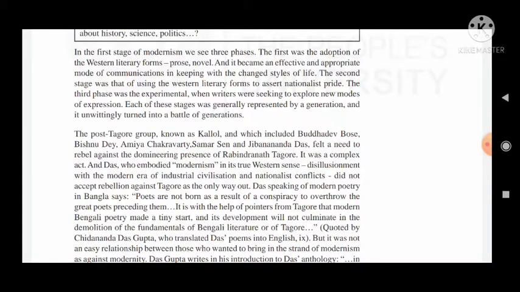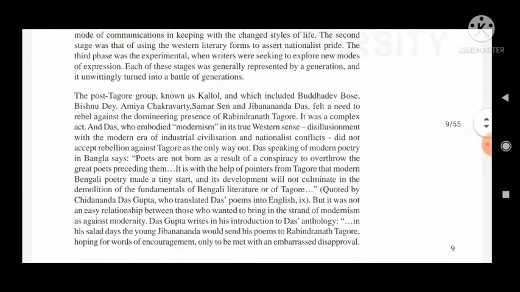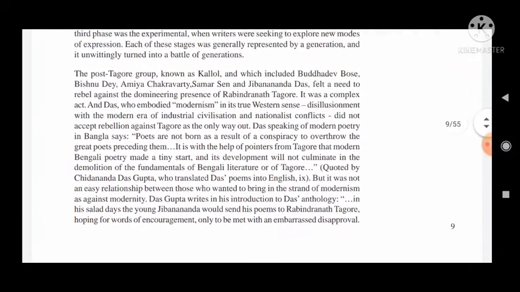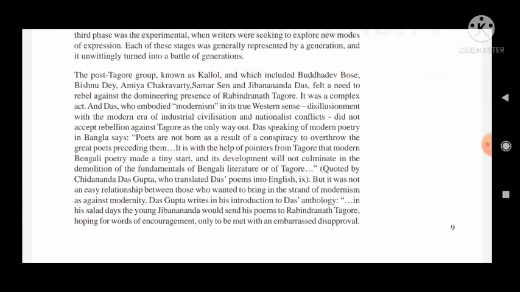Each of these stages was generally represented by a generation, and it unwittingly turned into a battle of generations. The post-Tagore group known as Kalol, which included Buddhadev Bose, Vishnu De, Amiya Chakrabarti, Samar Sen, and Jivanananda Das, felt a need to rebel against the domineering presence of Rabindranath Tagore.